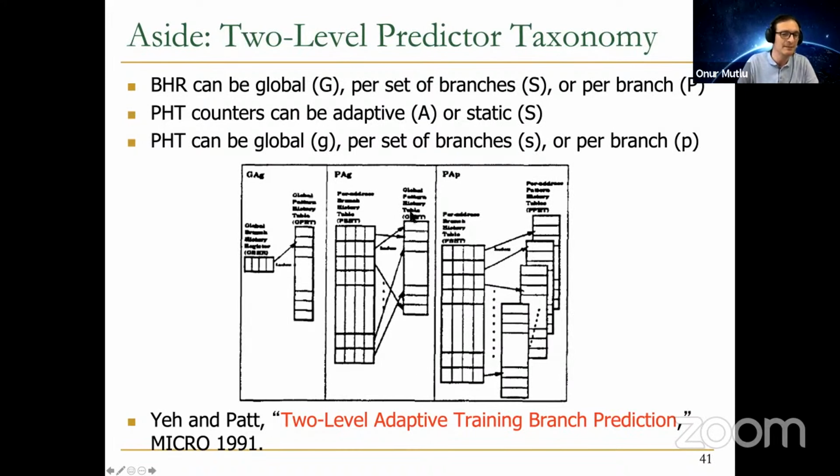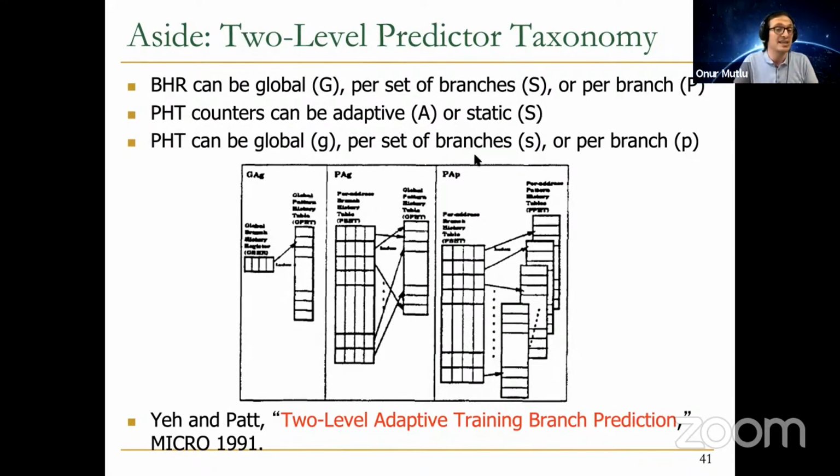Actually, I should choose PAg. But basically here, you have per address branch history registers, like earlier. And we also have a global pattern history table, as you can see over here. And we have adaptive counters over here again. So you could argue that when you have per address branch history registers, it doesn't make sense to have a global pattern history table because now different branches interfere with each other in the same table. And you would be perfectly right to say that.